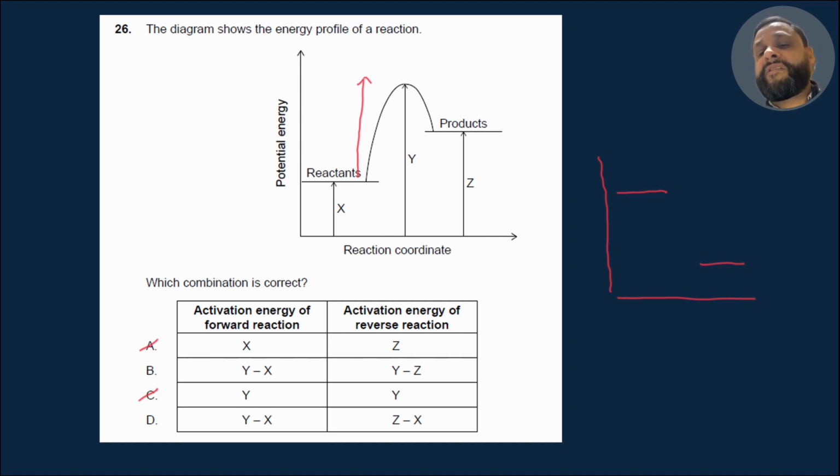Okay, so this is reactant for reverse reaction and this is product for reverse reaction. So now this is Z and this is X and this is Y. So activation energy required to start a chemical reaction, pushing reactant all the way up to transition state. So this is the activation energy. So that will be Y minus Z. So the activation energy for reverse reaction will be Y minus Z, hence B is the correct answer.